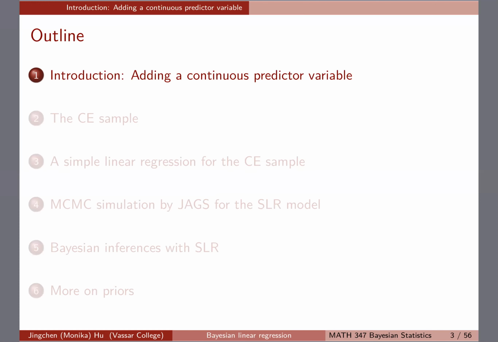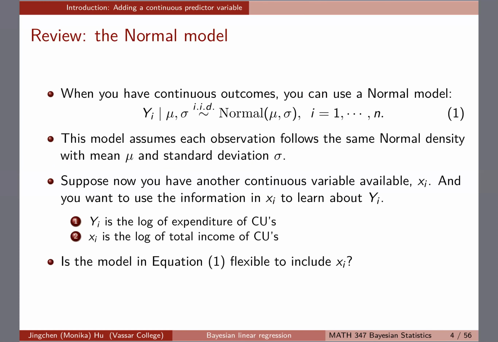So as an introduction, let's think about equation 1, where we used to have continuous outcomes, and we assume that each observation is IID, normal mu sigma. And notice that we're writing IID. IID again stands for independent and identically distributed. We use IID because they follow exactly the same normal distribution. Okay, that's back then in that chapter.